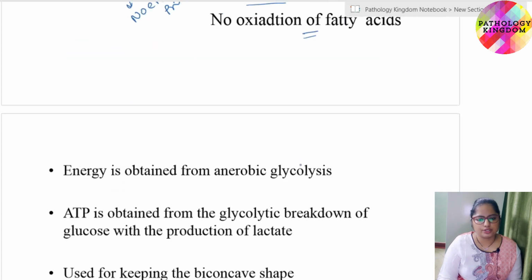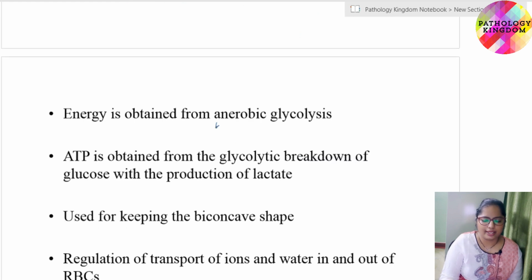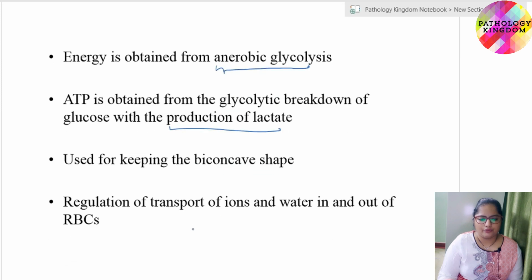It is produced from anaerobic glycolysis. That is, ATP is obtained from the glycolytic breakdown of glucose with the production of lactate, which is used for maintaining the biconcave shape, as well as regulation of transport of ions and water in and out of the red blood cells.